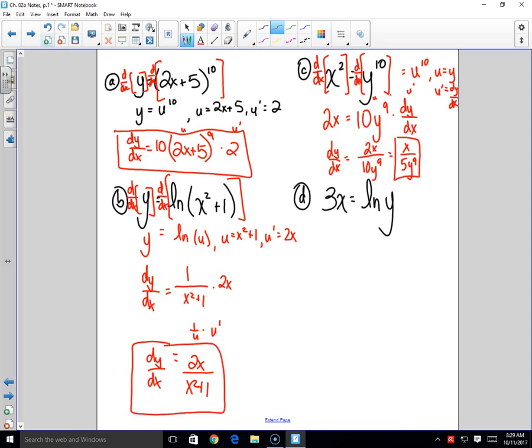What's going to change when we go to something that's implicit? A little different, but similar. Sean? I have a question for letter D. Couldn't we just use e to the power of, and get y by itself, and then it would be a little easier?